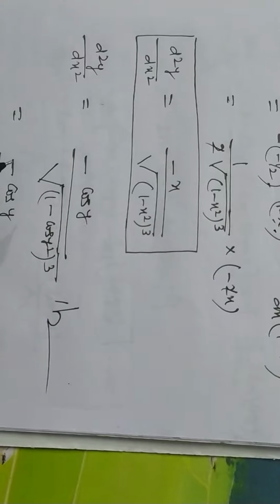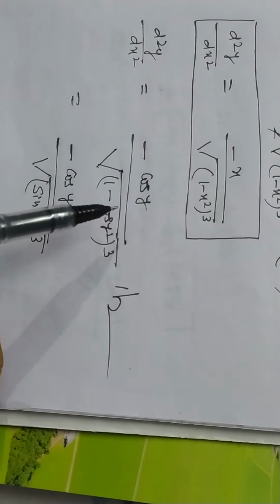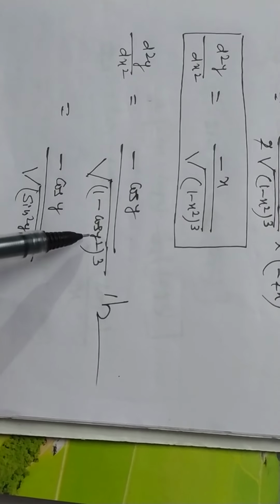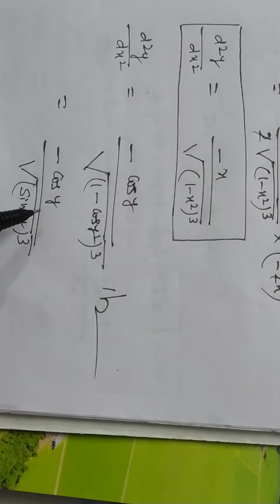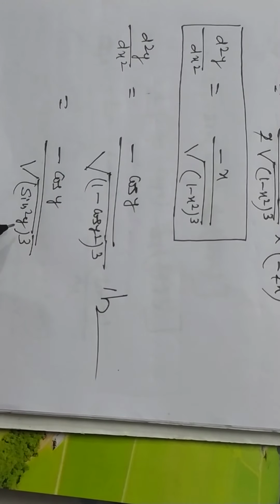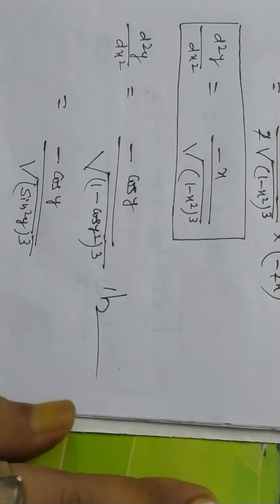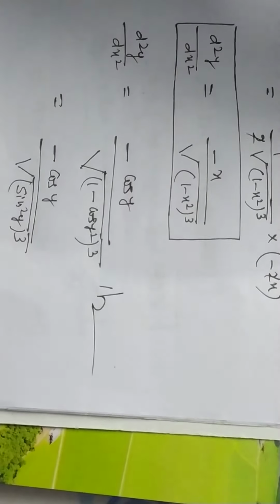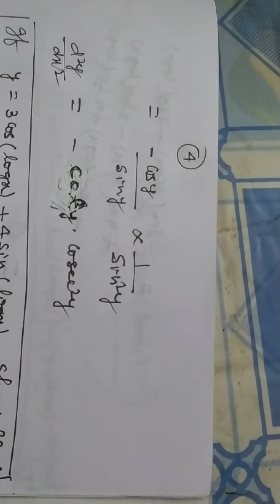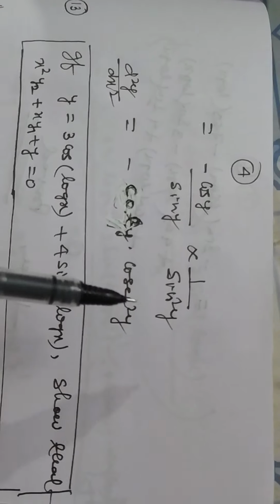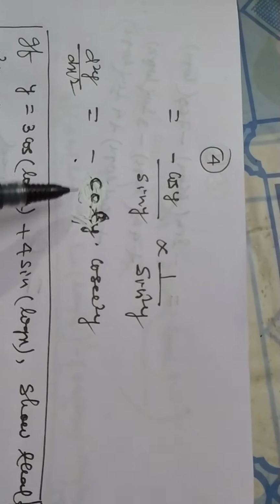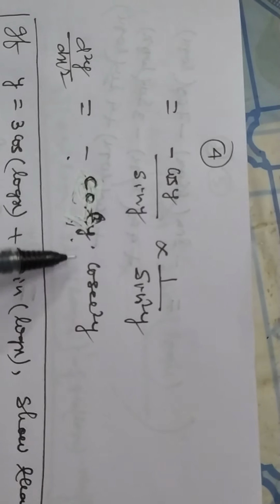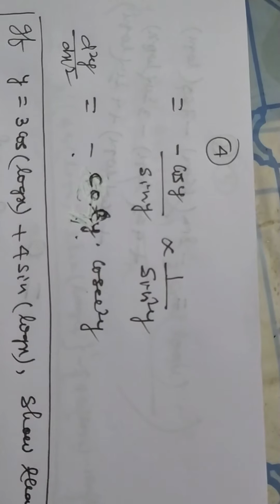So d2y by dx square is equal to minus cos y over root over 1 minus cos square y, whole to the power 3. That is minus cos y over root over sin square y to the power cube. In this way we can solve this type of problem. Now my dear students, it will be minus cos y over sin cube y, and so d2y by dx square is equal to minus cot y into cosec square y.